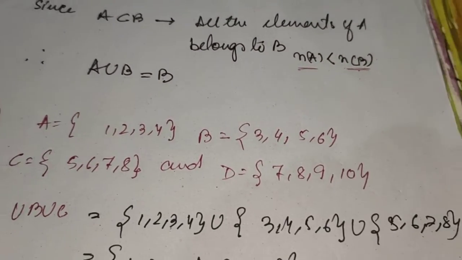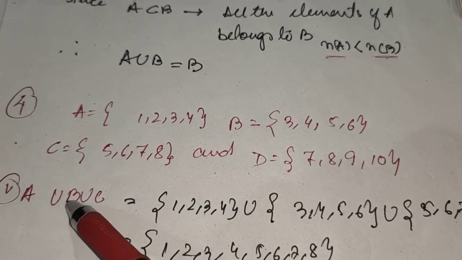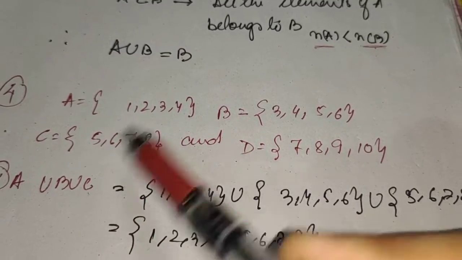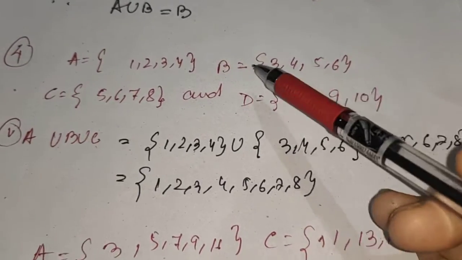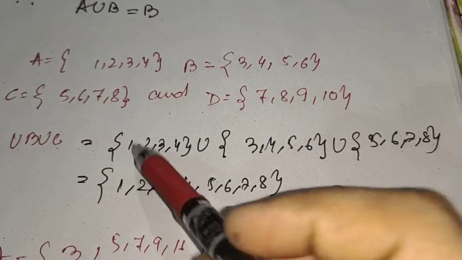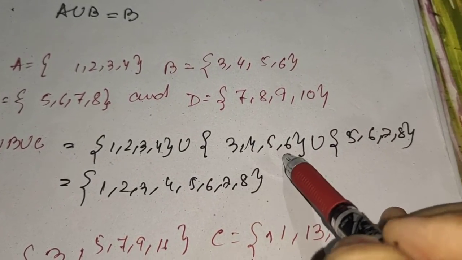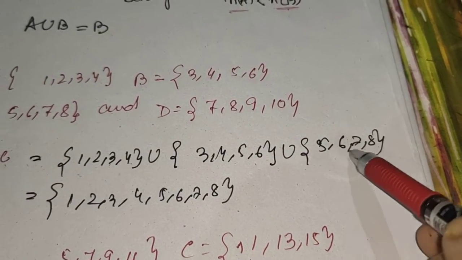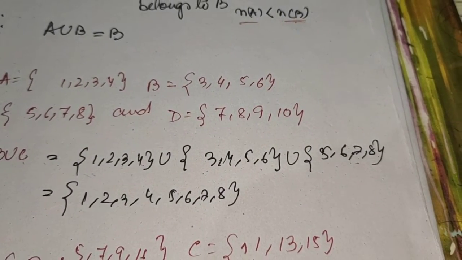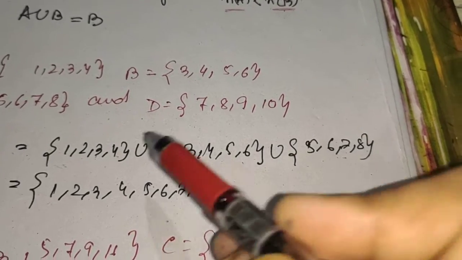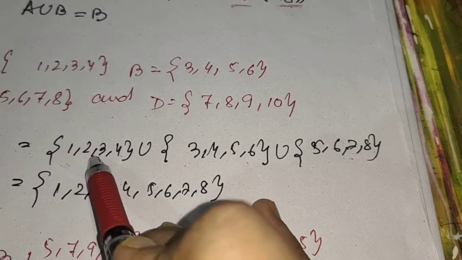Now question number 4. There are 4 sets given and you are asked to find A union B union C. There are many other questions, so I just chose one single question for A union B union C. Set A is 1, 2, 3, 4. B is 3, 4, 5, 6 and C is 5, 6, 7, 8. As union means addition, we can add up all the elements and write them down. We have to be very sure that we do not repeat the repeated terms. Here 1, 2, okay.